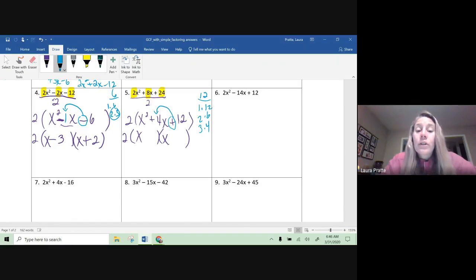Well, unfortunately, are any of these going to add up to get that number in the middle? No, 1 and 12 adds up to 13. 2 and 6 adds up to 8. 3 and 4 adds up to 7. So in that case, this is no longer factorable.